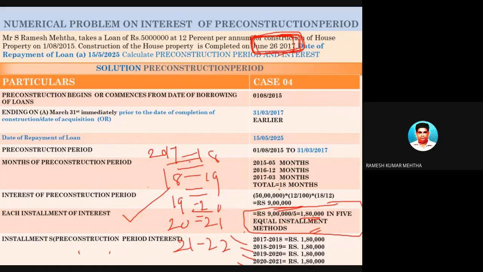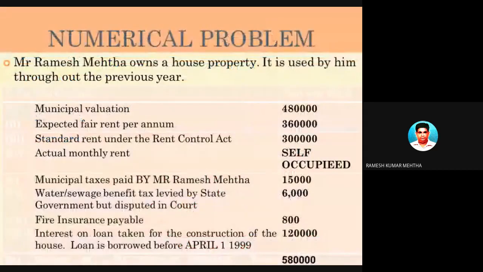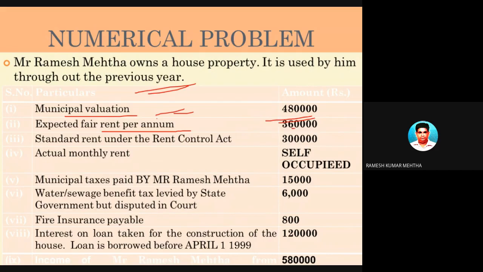Let's take up a small numerical problem and we will find out income from house property. So Mr. S. Ramesh Kumar Mehta owns a house property and it is used by him throughout the financial year. So the data, the particulars and information is given to you. Municipal valuation of the house property is 4,80,000 for the whole year. Expected fair rent, that is the fair rent, is 3,60,000.